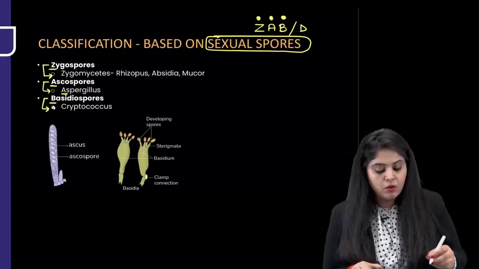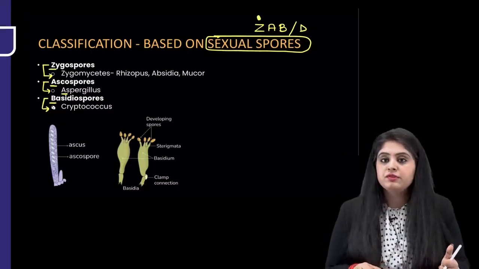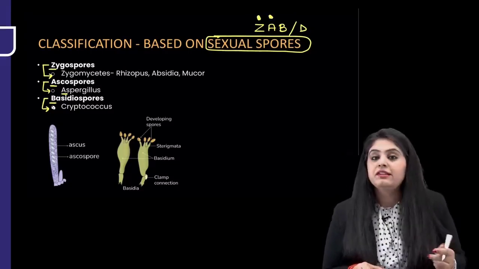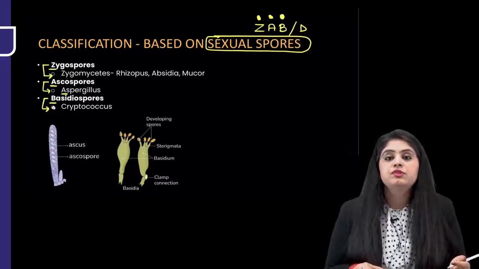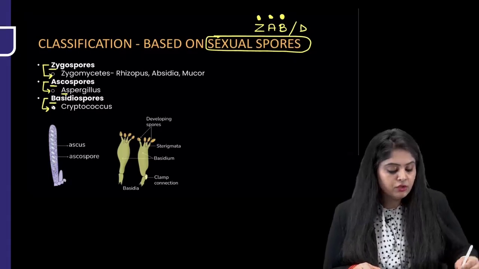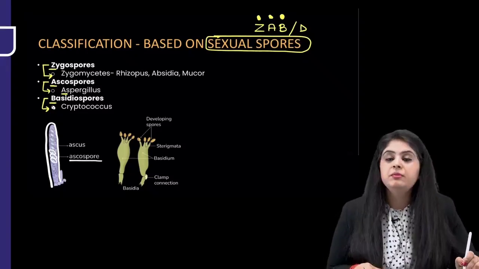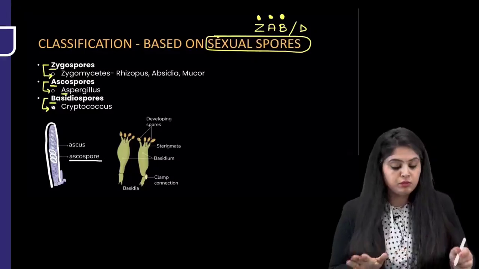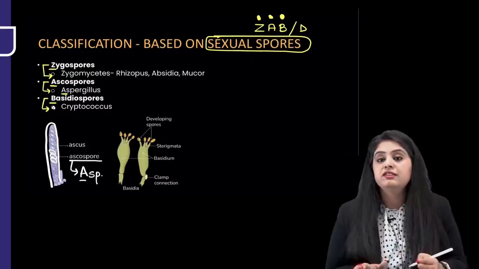Let's do a recap. When I'm talking about the three, that is ZABD, we have Z for zygospores, that is zygomycetes, A for ascospores, which is Aspergillus, B for basidiospores, which is seen in Cryptococcus. I have a couple of pictures over here that you can see. You will see a long structure, and there are some tiny structures inside it. These are the ascospores, and this will be labeled. If this is a labeling of an ascospore, which organism will you think of? You'll think of A for A, Aspergillus.